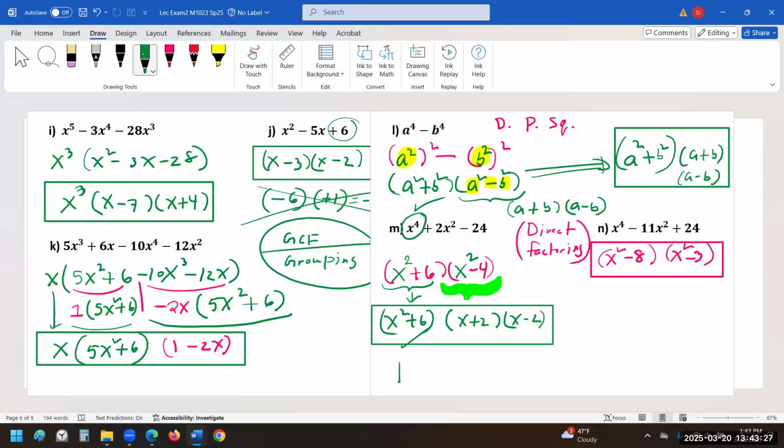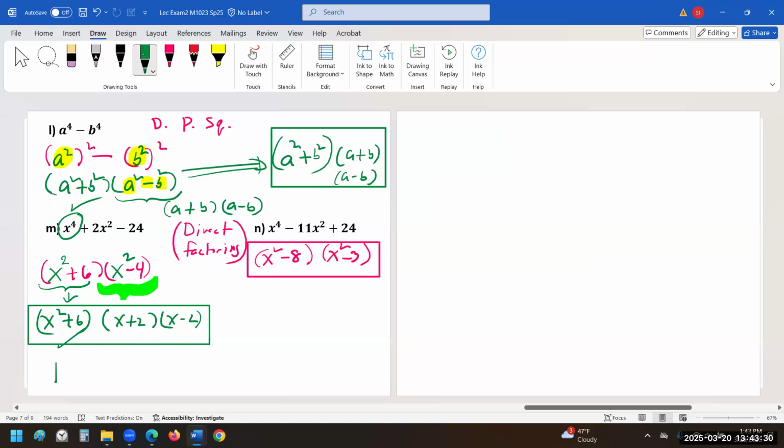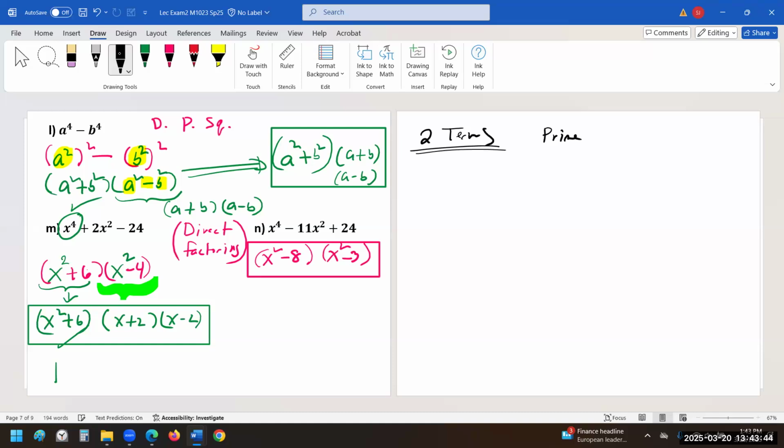Let me tell you what will be in the exam. So we see 2 terms, right? Two terms has choices: one is prime, one is GCF, and one is difference of perfect squares. I'm going to give one for each, so 3 questions from here. Then we have 3 terms.